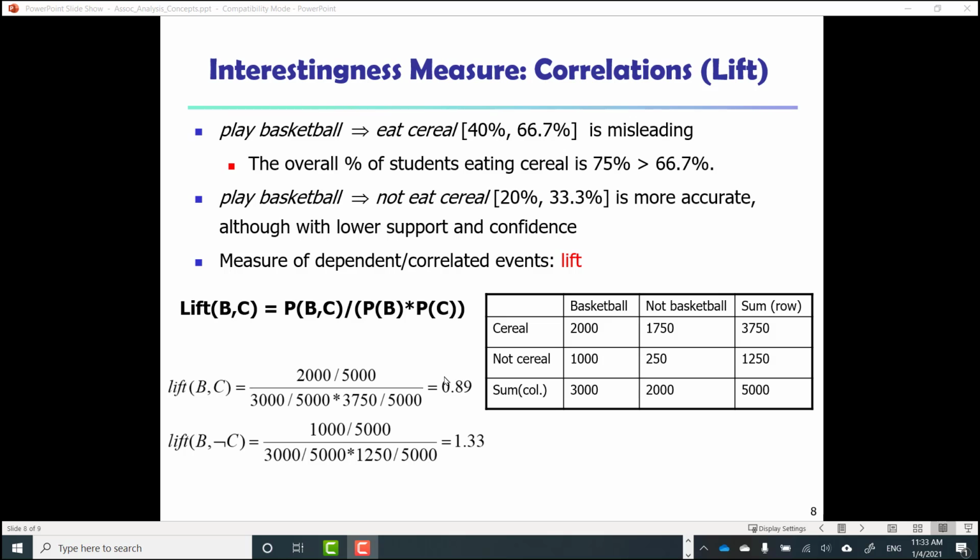If the lift is less than 1, that means these two items, B and C, are negatively correlated with each other. So obviously, basketball reduces the consumption of cereal and vice versa. That's why we always calculate the lift before trying to adopt any business rules. Okay, so let's take a look at my Excel sheet to calculate some other interesting numbers.